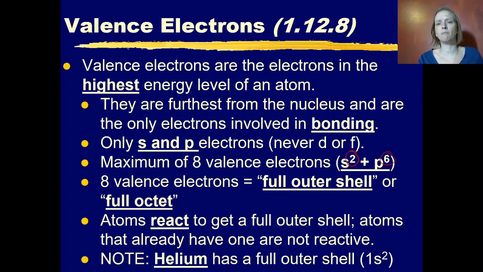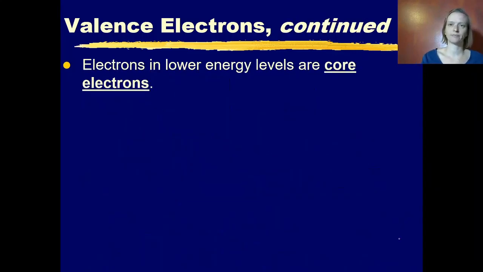There is an exception to this rule. Helium is considered to have a full outer shell when it only has 2 electrons. It's because helium is in energy level 1, and energy level 1 only has the s sublevel. There are no p electrons in energy level 1. Therefore, helium has a full outer shell with just 2 electrons.